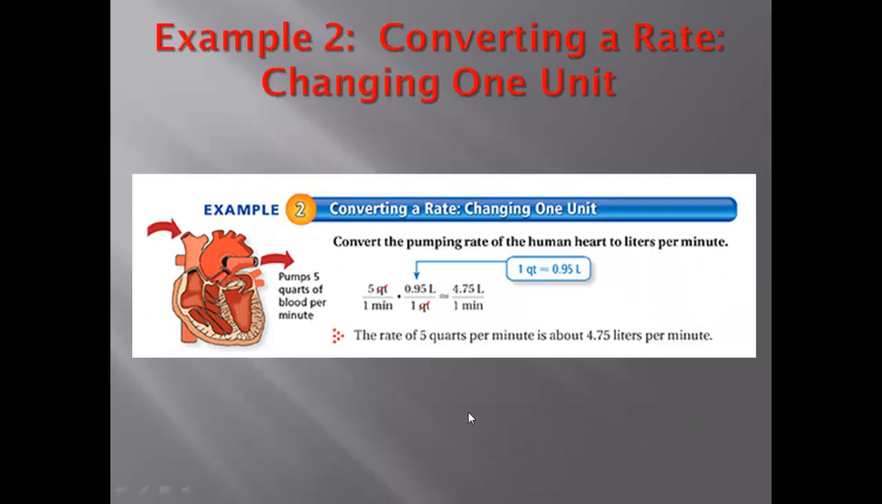For our second example, we're converting a rate, and we're changing 1 unit. Convert the pumping rate of the human heart to liters per minute. The problem tells us by the picture that it would pump 5 quarts of blood per minute. So we're going to start with that. 5 quarts over 1 minute, because it's 5 quarts per minute.